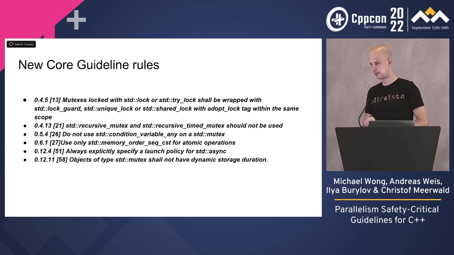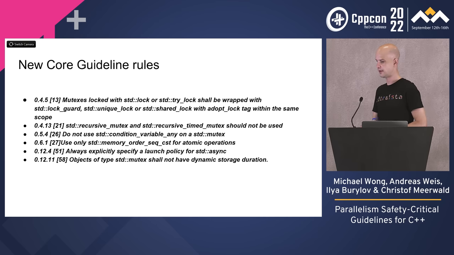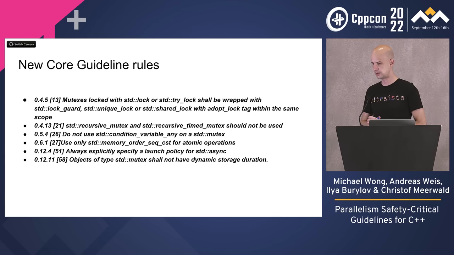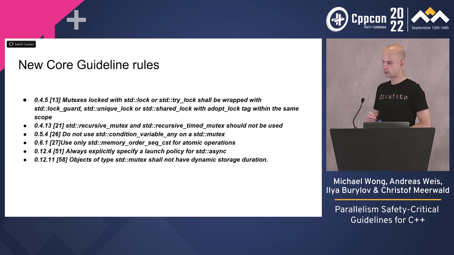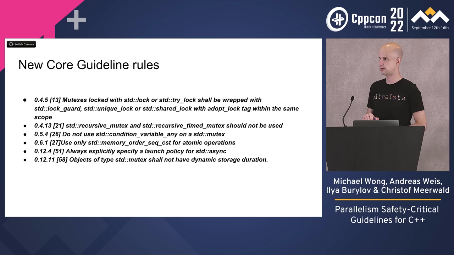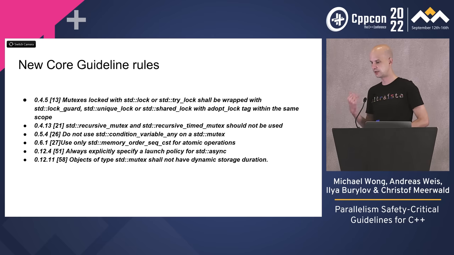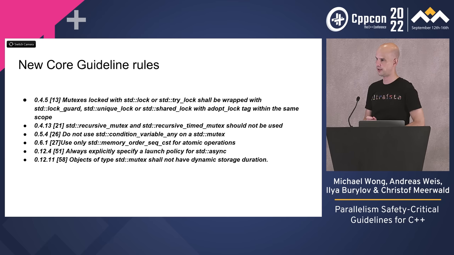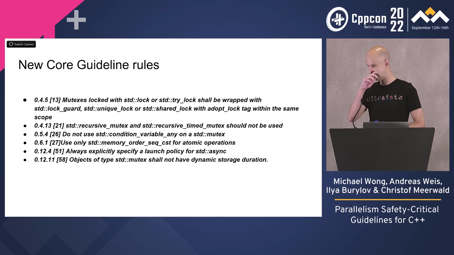You see, for example, here, when you use the free lock functions, we want to make sure that you eventually put the ownership of the lock back into an RAII object, so one of the lock guards. We had a rule that we don't actually like you to use recursive mutex because they're often a code smell and can be quite hard to reason about. And we found out when we discussed this with the core guidelines editors that they actually intended to have the same rule, and it was just an oversight that they did not add yet. So that was pretty nice.